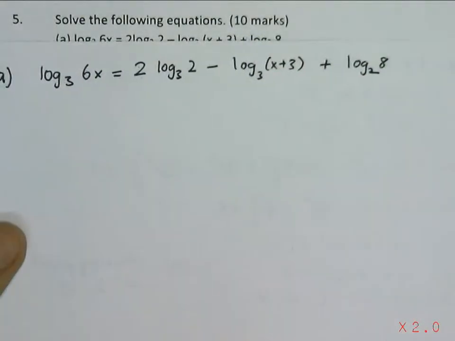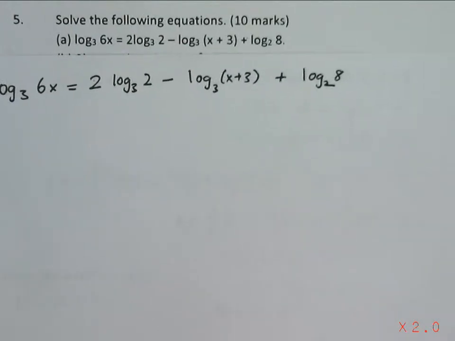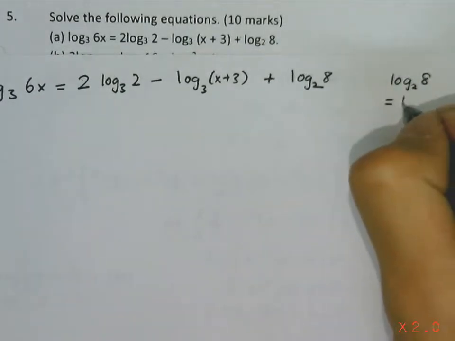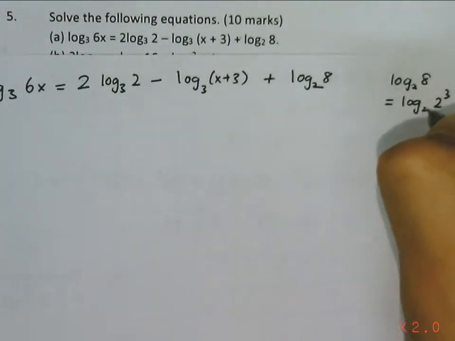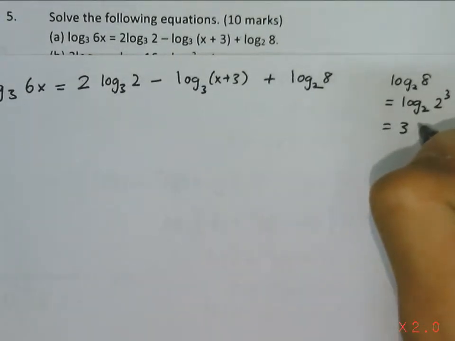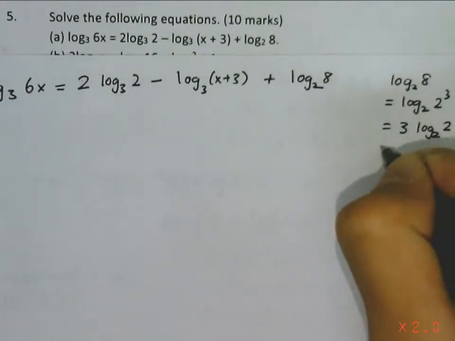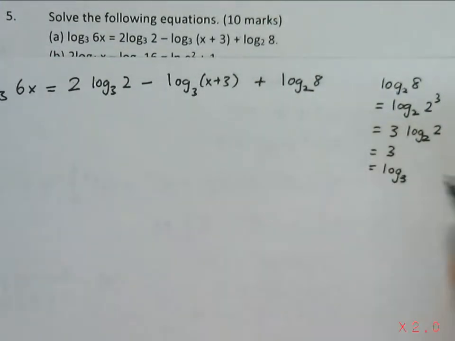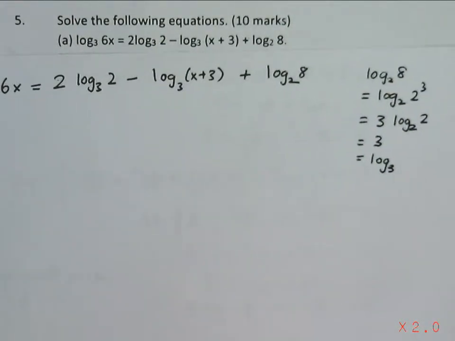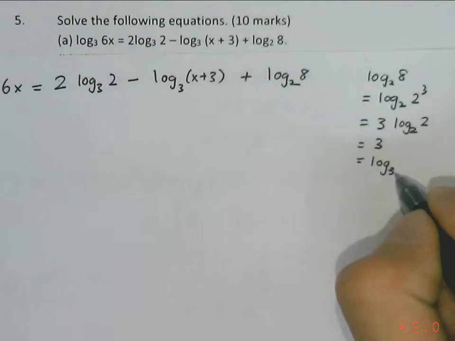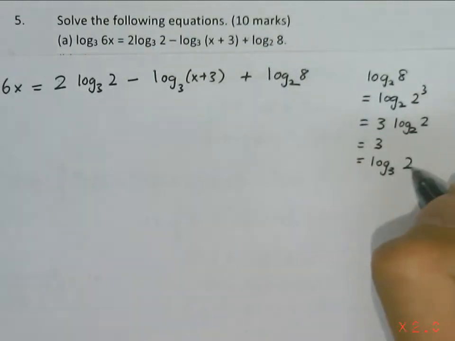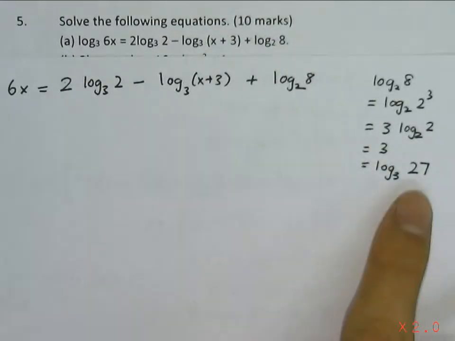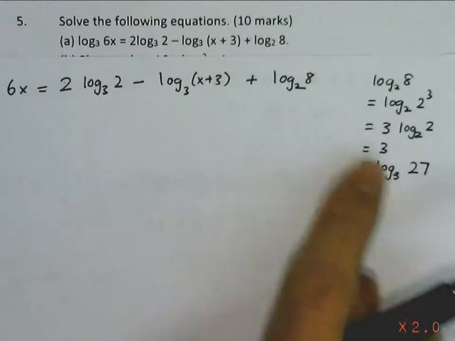So log 8 base 2 is actually log 2 cube base 2. So you can bring this down, so this will be 3 log 2 base 2, which is just 3. You can change it into log base 3. So 3 to the power 3 gives us 27. So this will be correct. We can change this term into log 27 base 3, so it will also give us an answer of 3.